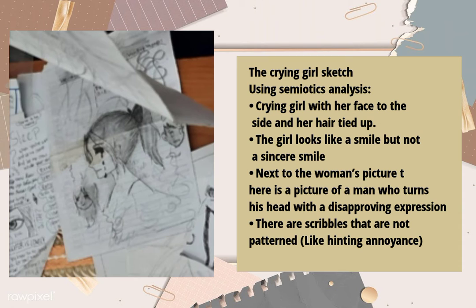Using semiotic analysis, we can analyze that first, the crying girl has her face to the side and her hair tied up. The second is the girl looks like she is smiling, but not a sincere smile. The third is next to the woman's picture, there is a picture of a man who turns his head with a disapproving expression. And the last, there are scribbles that are not patterned. Maybe this looks like hinting annoyance.